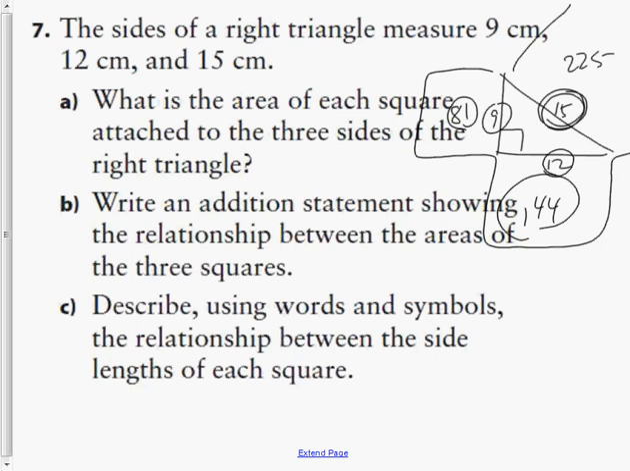So write an addition statement. 9 squared plus 12 squared equals 15 squared, or the area of the square attached to the first leg plus the area of the square attached to the second leg equals the area of the square attached to the hypotenuse. 81 plus 144 is 225.